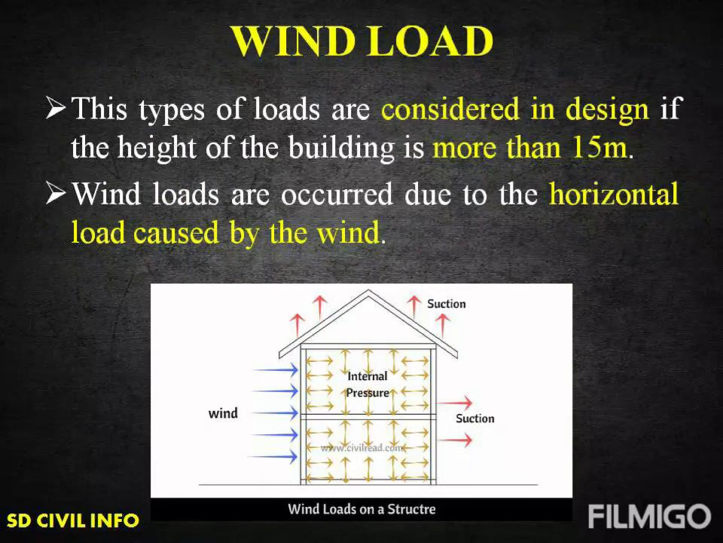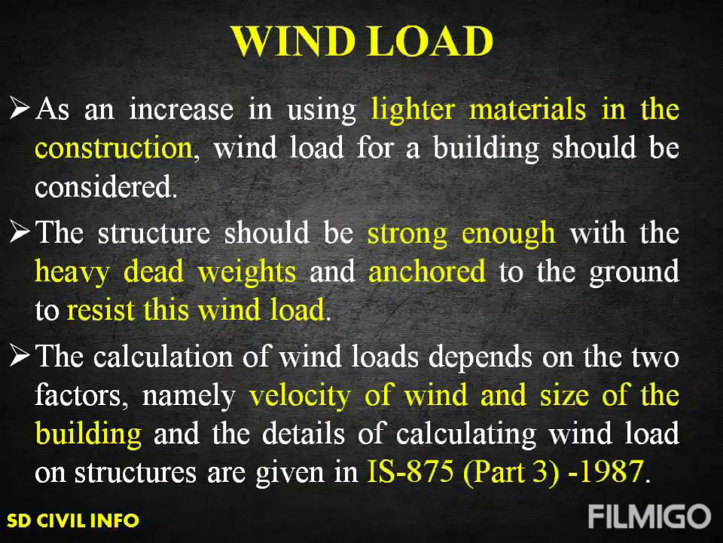And the next type is wind load. If the height of the building is more than 15 meters, these types of loads are considered in design. Wind loads occur due to horizontal load caused by the wind. As there is an increase in the usage of lighter materials in construction, wind load for a building must be properly considered, and the structure should be strong enough to withstand the heavy dead weight and must be anchored to the ground to resist this wind load.